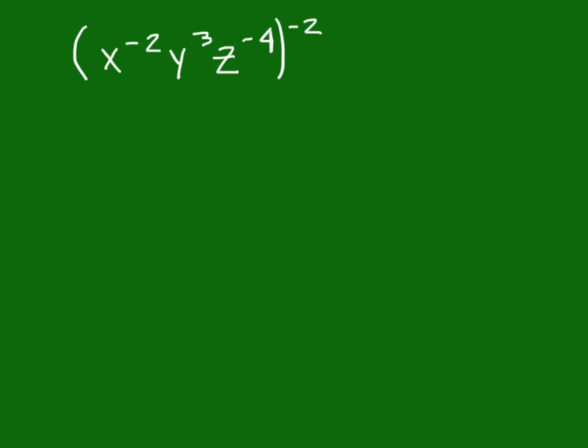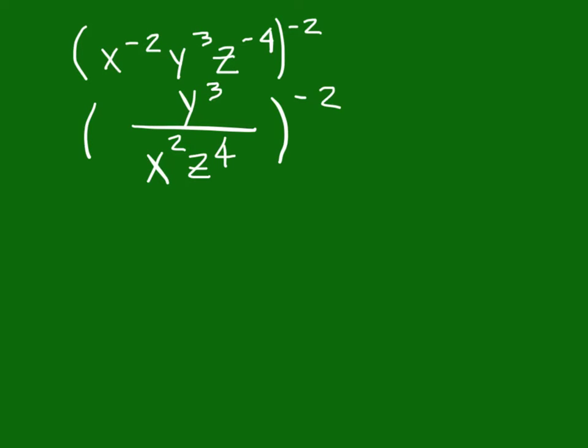Alright, on this problem, we have the negative quantity of x to the negative 2, y to the third, z to the negative fourth. So inside the parentheses, you're going to need to make this x squared on the bottom and z to the fourth on the bottom, and then y to the third stays on the top. But now you have a negative 2 that you have to multiply against all of those exponents. So it turns out to be y to the negative sixth over x to the negative fourth and z to the negative eighth, but you're not finished there.